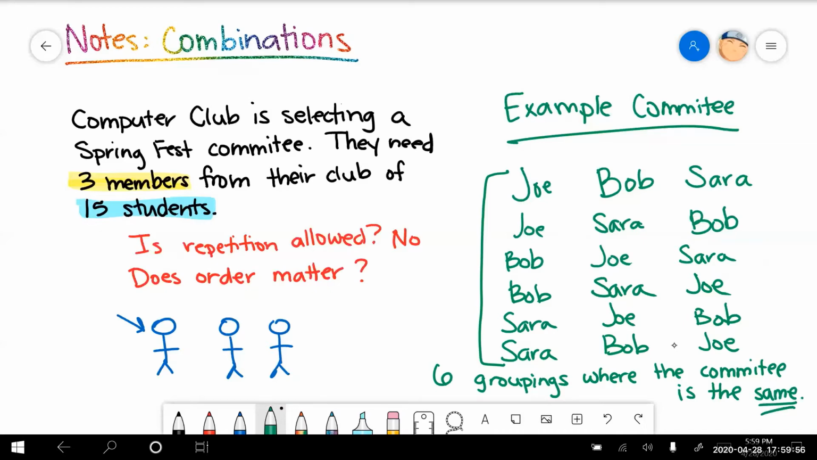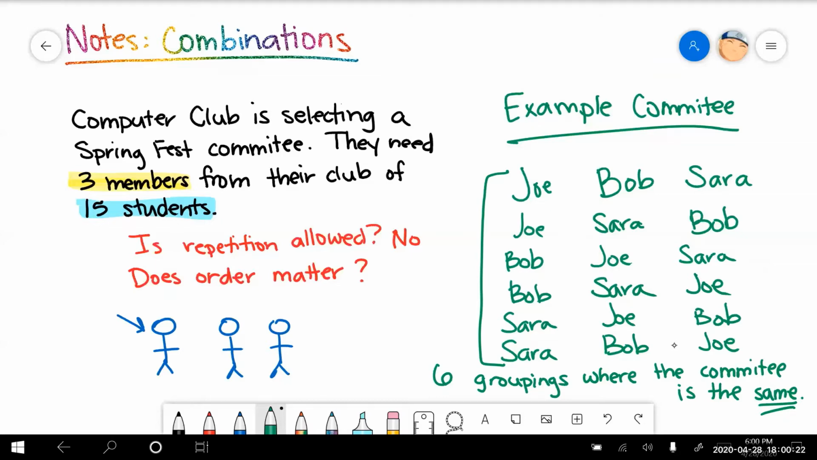So in this scenario, we have to be aware of the fact that if I'm trying to find out how many different committees can be created, then I have to remember that given a group of 3 people, they could come out of the hat 6 different ways and still make the same committee.